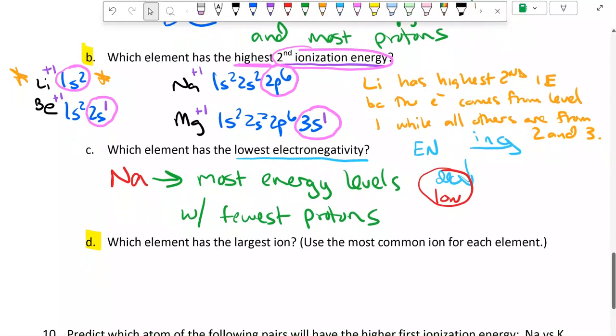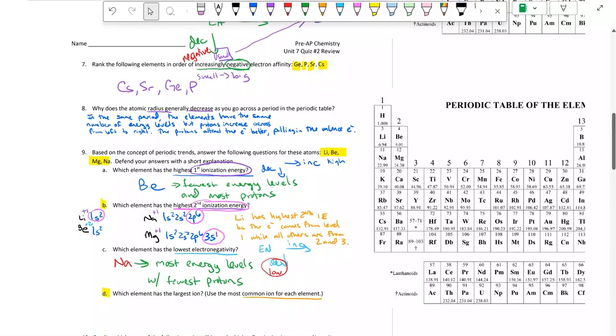Okay, and then D says which element has the largest ion, and it says use the most common ion for each element. So I want to go back to that and talk about what we see as their most common ions. Okay, for lithium, when we learned its charge is typically Li plus 1, because it's okay with taking away 1 electron, but not any further. For beryllium, the most common ion we see is plus 2, because it will let elements take away that second electron. For sodium, what we see most commonly is a plus 1, and if you're confused where I'm getting these charges, this is back when we learned the charges of things.